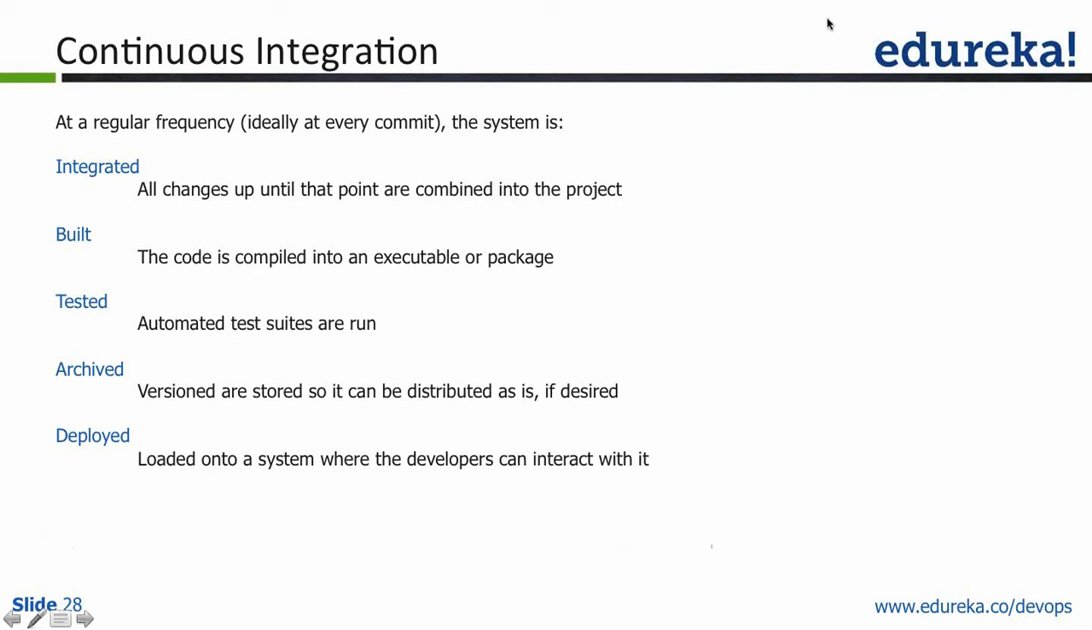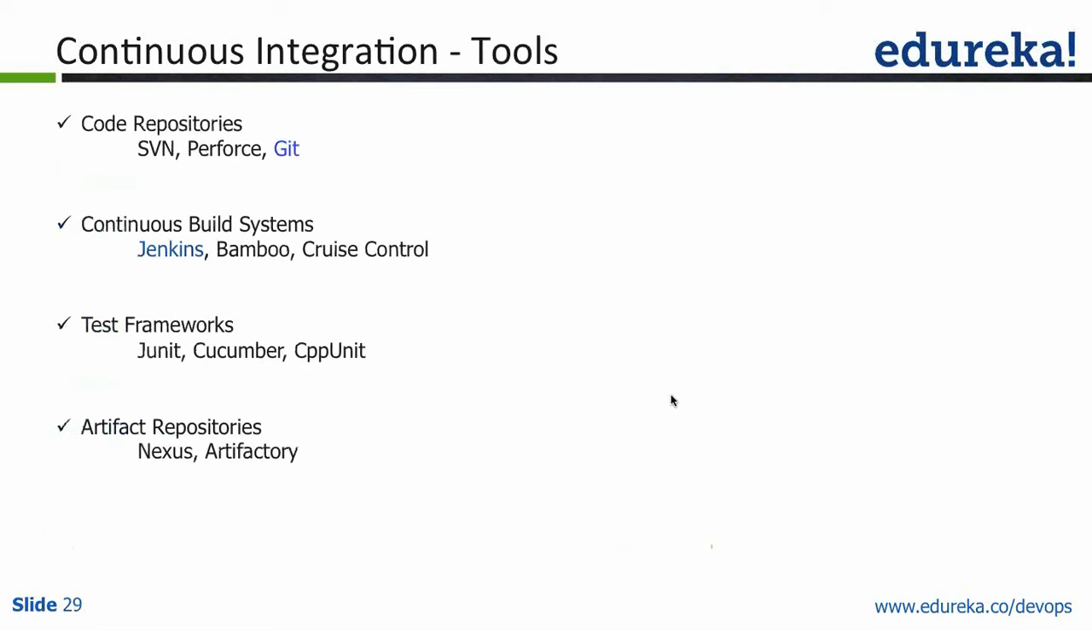So think about all the possible situations where it could fail, what are the different use cases and all that, and you design your test accordingly. So that is what automated test is all about. Archived means it is archived to a central system, version control, and finally deployed onto a system where the developers can interact with it. These are the different systems or the components of CI.